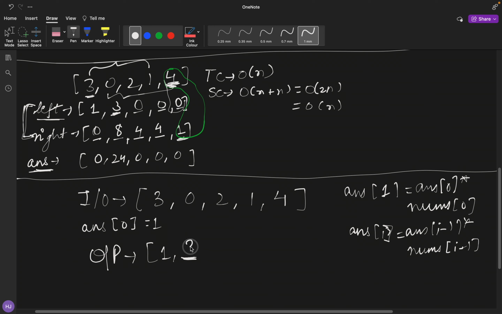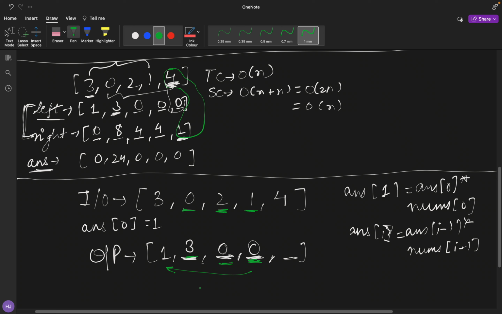So 1 into 3, it turns out to be 3. And talking about the next, so what is this? It's 0 into 3, it turns out to be 0. So for the next place, for the fourth place, it's 2 into 0, which turns out to be again 0. And now talking about the final place where I have to store the previous product, it's about 1 into 0.